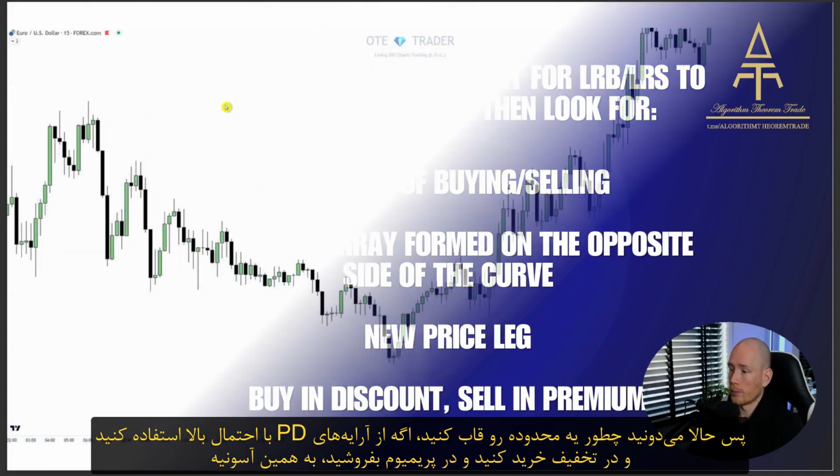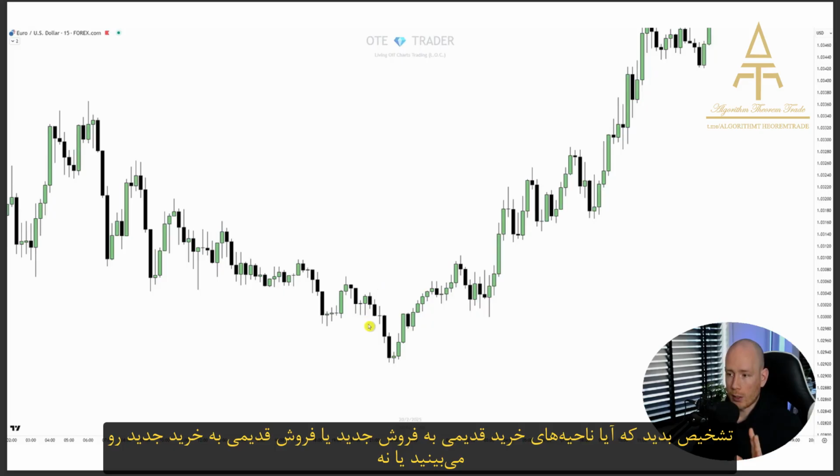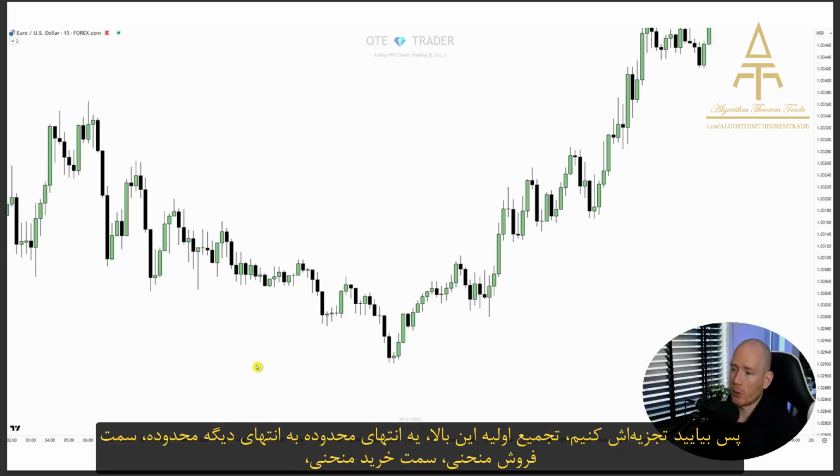It's that easy. So here we've got a Euro USD 15-minute chart, right? Blank chart. I just want you to look at this chart and just figure out, do you see any old buying into new selling or old selling into new buying areas? Mitigation sequence, think about that, right? So let's break it down. Original consolidation up here, one extreme of the range into another extreme of the range. Sell side of the curve, buy side of the curve.